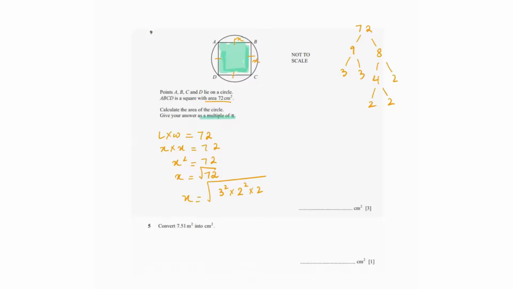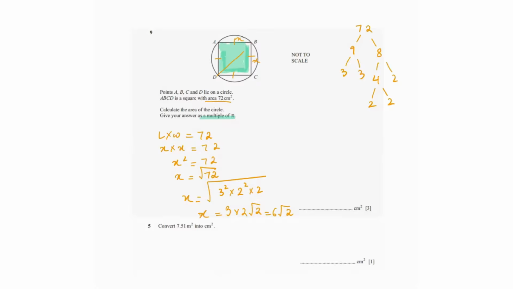The reason why I'm leaving 2 square separate from 2 is because we're going to take the square root. So I want to keep the squares separate. So 3 square is 9, square root of 9 is 3, so that comes outside. 2 square is 4, square root of 4 is 2, so the 2 comes outside. So that's 6 root 2. That is your dimension for the square.